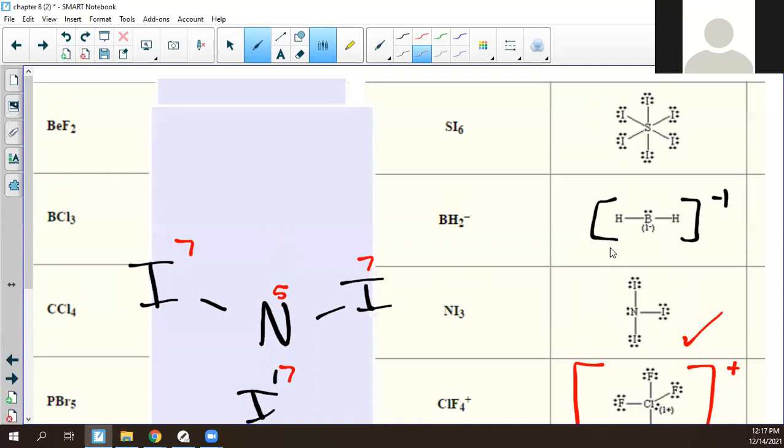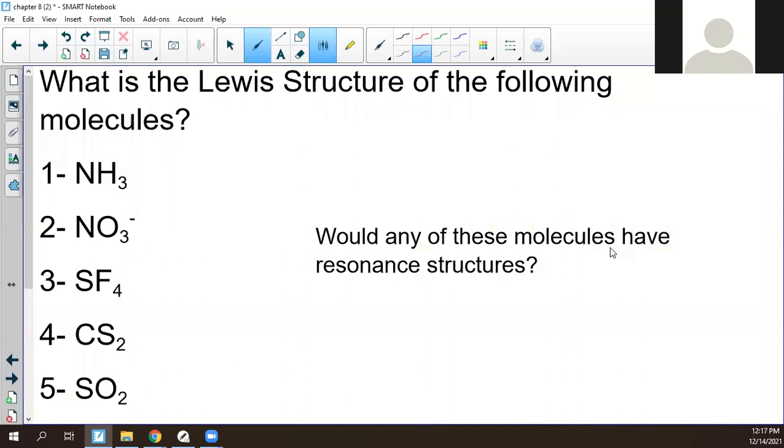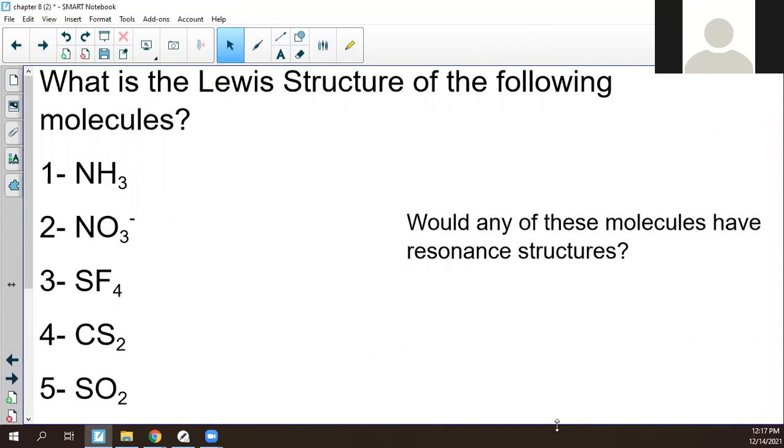Okay. Next up, here you go. I would like you to take 8 minutes and draw as many of these as you can, and then answer this question. Would any of these molecules have resonance structures? Okay, try drawing these out. One of them, NO3, is a polyatomic ion with a -1. So remember to add 1 to total valence electrons. Okay, well, I'm going to pause this.